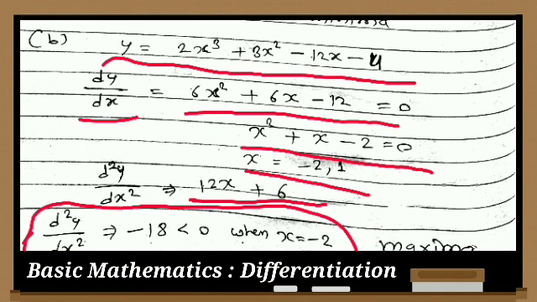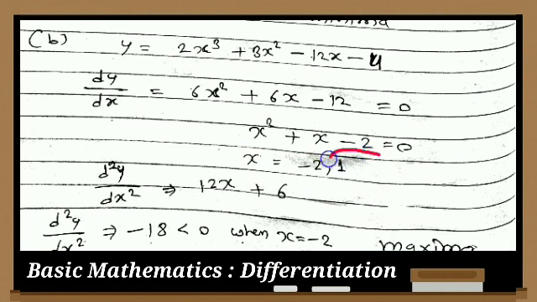So we can say that at x equals to minus 2, the condition is maxima. And for x equals to 1, you will find whether the function becomes maxima or minima. This is the question for you. Now solve this question for x equals to 1 and tell me in the comment whether it is maxima or minima. Is it clear?